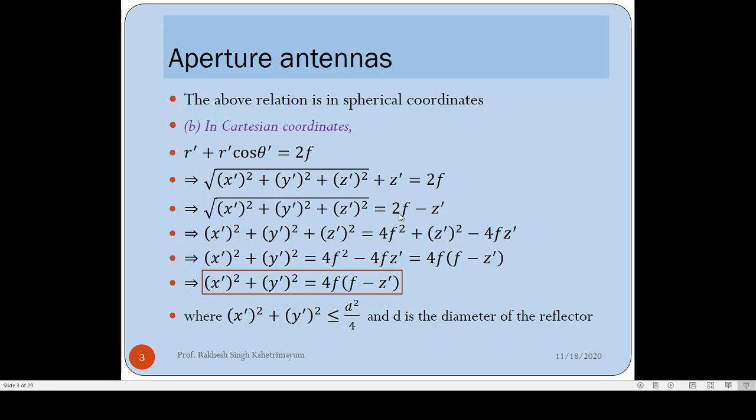becomes 2f minus z dash, then you take the square of this, then you get x dash square plus y dash square plus z dash square, square of this 4f square plus z dash square minus 4f z dash. You can simplify it, cancel out the common term here, z dash square and z dash square, you cancel it out. Take out the common 4f here. Finally what you have is x dash square plus y dash square is equal to 4f into f minus z dash.